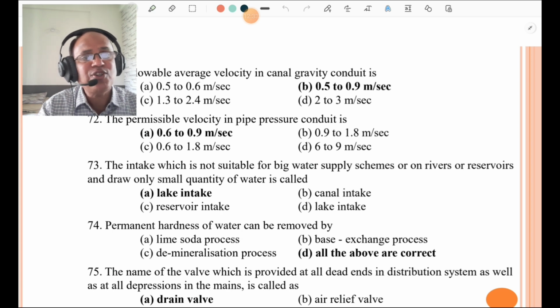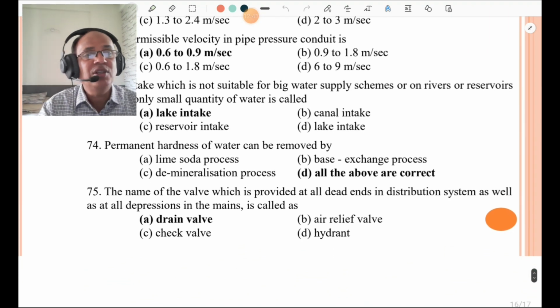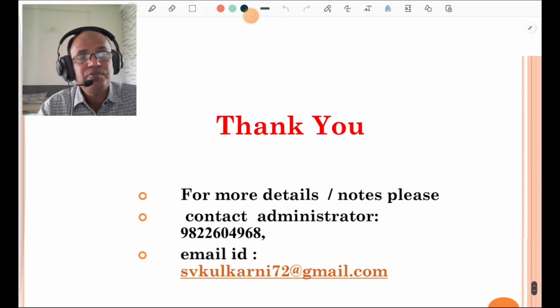The permanent hardness of the water can be removed by lime soda process also, base exchange process also, and demineralization process also. Then the correct answer for this MCQ is D. All the above are correct. The name of valve which is provided at all dead ends in the distribution system as well as at all depressions in the mains is called a drain valve.